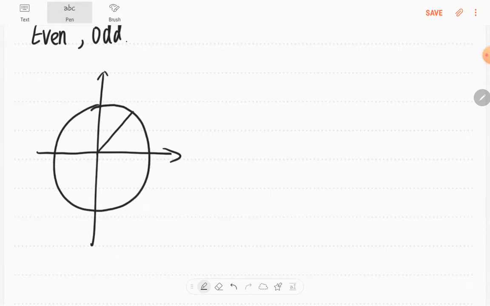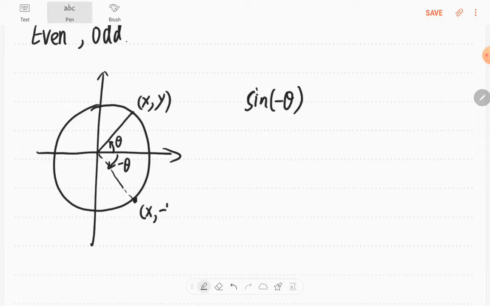This is theta, right? This is the x and y, if this point is (x, y). And if we rotate clockwise, you get negative theta, right? The same size, but different rotation. So we notice that sine of negative theta is equal to sine of, what's this point? This is the x, so here is also x, the same x, but negative y. So sine of negative theta equals negative y, the y coordinate.